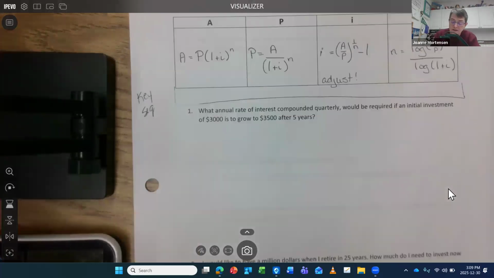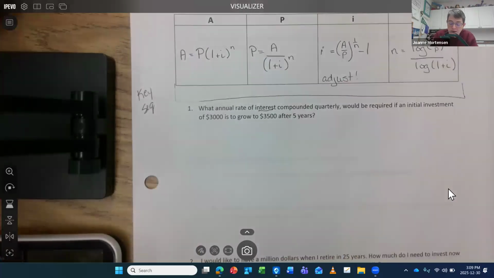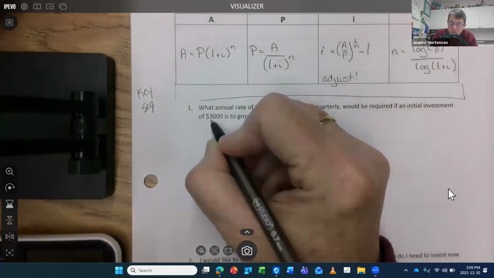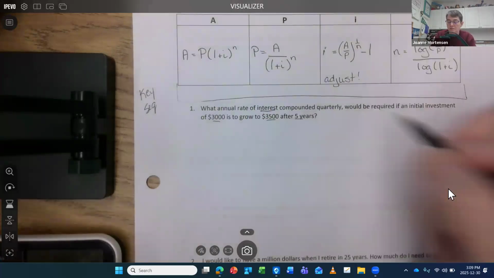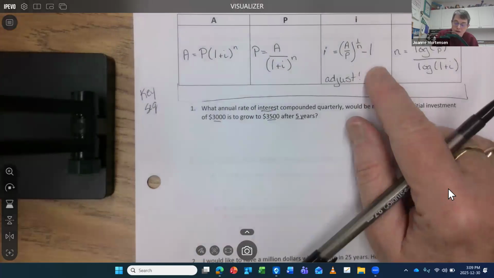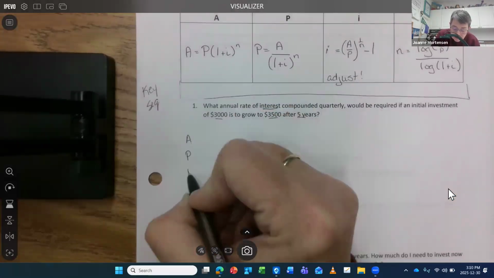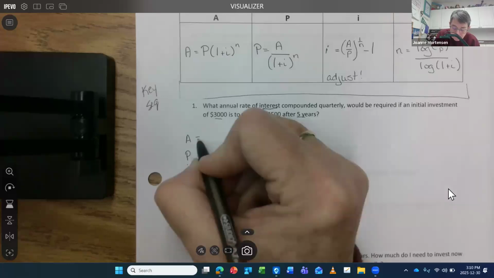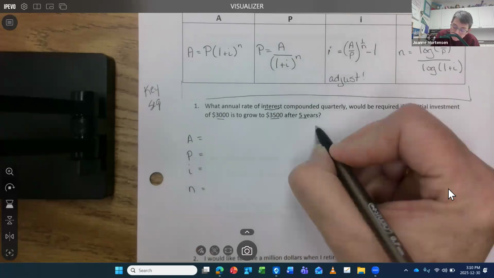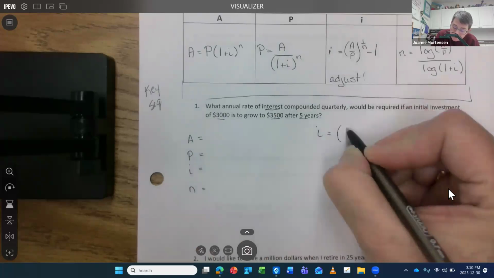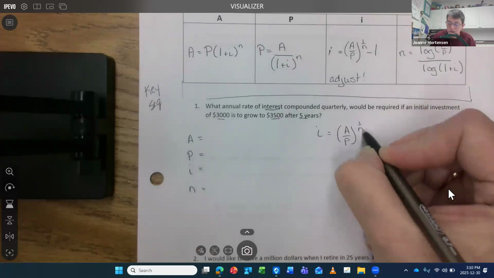Okay, what annual rate of interest? That's what I'm looking for. What are we required? We've got a money and some time, but we're looking for interest. So right away, I'm going to go A, P, I, N. And actually, I'm also going to put the interest formula in here: A over P, to the 1 over N, minus 1.